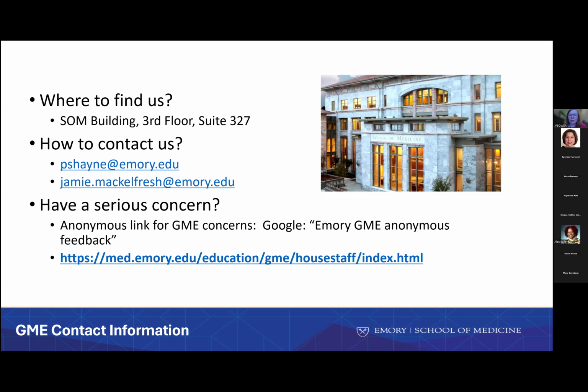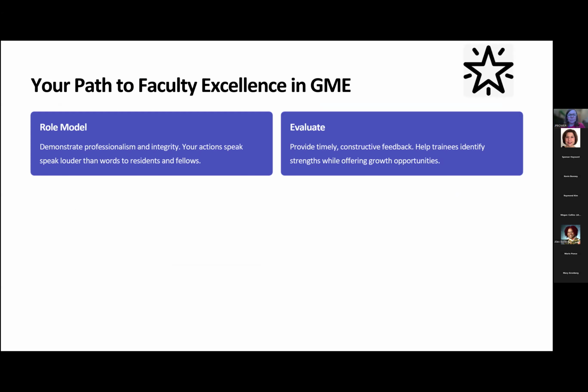We do like to mention here and in multiple spaces that we do maintain this anonymous link for concerns. It's for residents and fellows, but it's for faculty or really anybody as well, that allows you to report something if you have a concern at any point. You can put your name, but it's not required, and that comes to us, the GME leadership, to address. So if you have a concern or have a resident that has a concern that can't be dealt with locally within your department, just making you all aware that that's there.